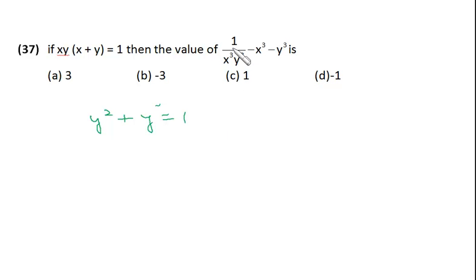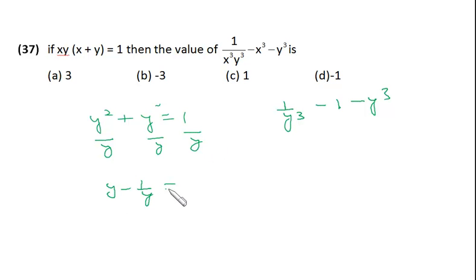Right? Now here if I put the value of x as 1, what I'll be getting, 1 upon y cube minus 1 minus y cube. So precisely I need a relation of y cube and 1 upon y cube. So what I can do, we have done many problems, we just have to do one extra step over here, divide the entire expression by y. So this, that means y minus 1 upon y is equal to minus 1.